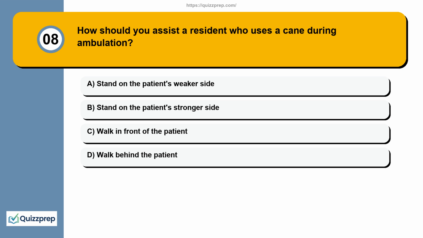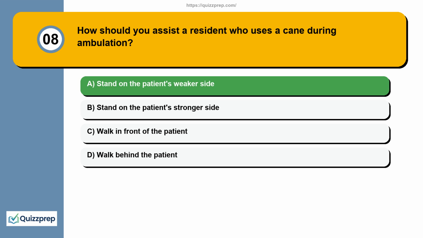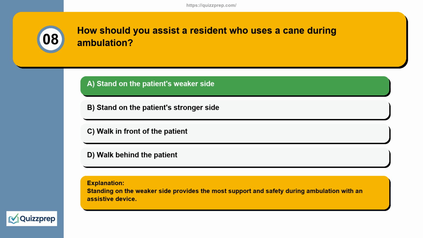Question 8. How should you assist a resident who uses a cane during ambulation? Stand on the patient's weaker side. Stand on the patient's stronger side. Walk in front of the patient. Walk behind the patient. Standing on the weaker side provides the most support and safety during ambulation with an assistive device.